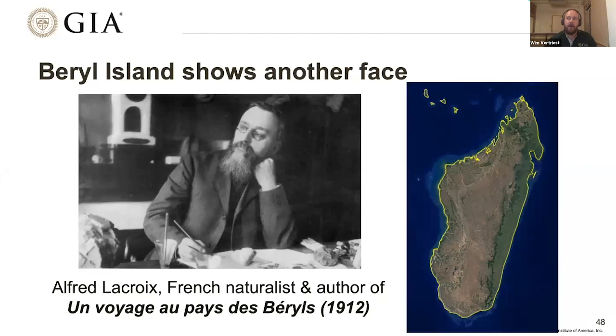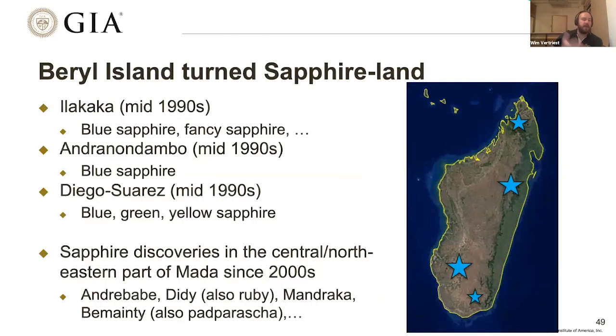Of course, right now, we know Madagascar mainly for a different gemstone. So in the mid-90s, the Beryl Island really turned into sapphire land. The discovery of Ilakaka in the mid-1990s, which is mainly known for blue sapphires, fancy sapphires, but produces basically everything from alexandrite to zircon and all the things in between.